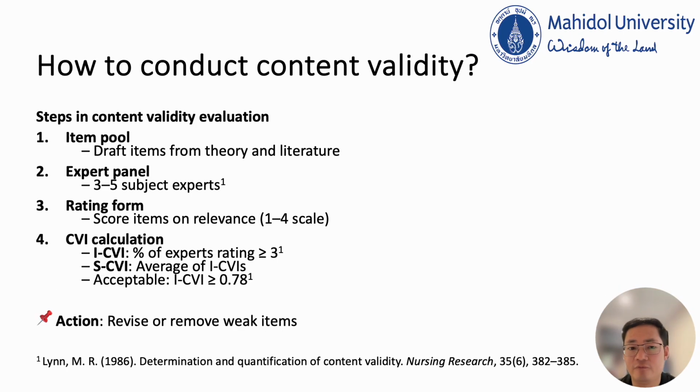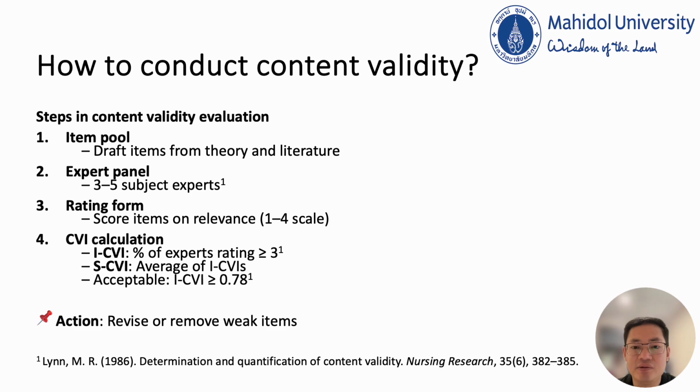Content validity checks whether all items truly reflect the concept we want to measure. First, we create an item pool based on theory and past studies. Then we ask 3 to 5 experts to review each item. They rate the items for relevance, usually on a 1 to 4 scale. We calculate the I-CVI, which is the percentage of experts who rate an item as 3 or 4. An I-CVI of 0.78 or above is considered acceptable.